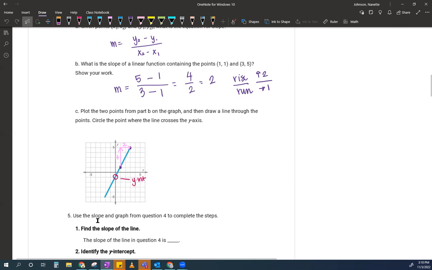Okay. And it says use the slope and graph from the equation to complete that. So first find the slope of the line. The slope of the line in question 4 is, and we already found this, so it's 2.